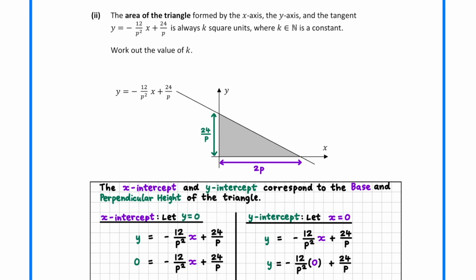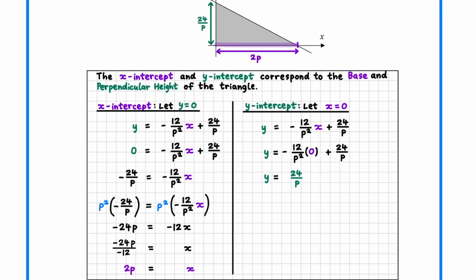In CII, we must find the area of a shaded region in the given diagram. The area forms a triangle, and the area of a triangle is equal to a half times the base times the perpendicular height. The length of the base is equal to the x-intercept of our line. To find this, we sub in y equal to 0 and then solve for x.